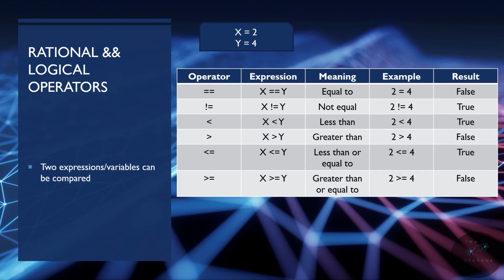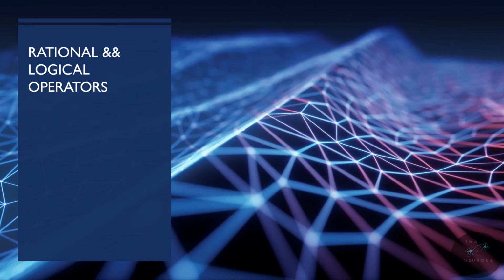We can also do is greater than or equal to. So x is greater than or equal to y. 2 is greater than or equal to 4, which is false. Next, we have our logical operators. And logical operators allow for us to make multiple comparisons. And there are two which we should be aware of. The first is the AND comparison. And this is done by using two ampersands or two AND symbols. And let's take a look at how this works.